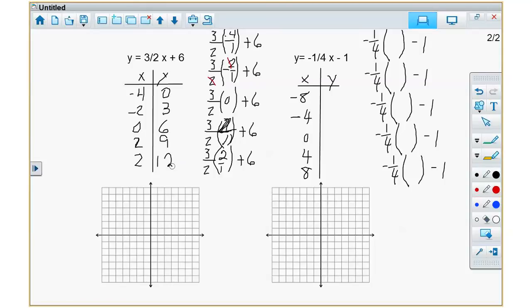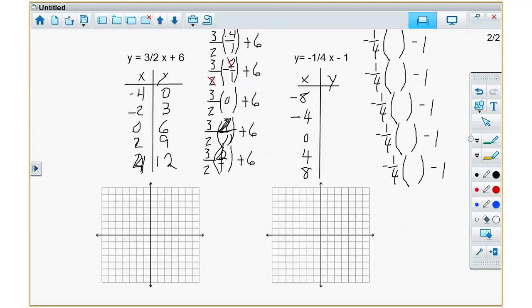Check the last one. 2's cancel. That's supposed to be a 4, isn't it? Sorry. 4 times 3 is 12. 6 plus 6 is what? 12.